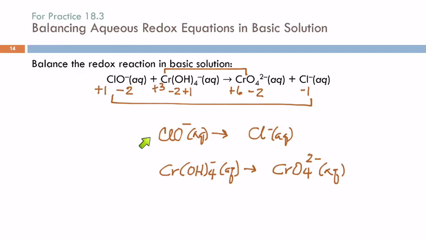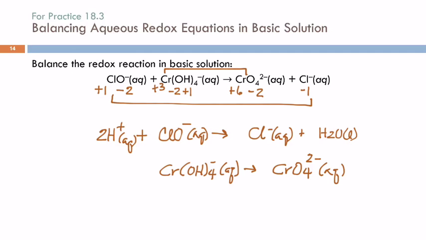First, balance by mass. Okay, so here the chlorines are fine, but the oxygens are not. And so I need to add water to the right side to balance the oxygens. That creates a problem with hydrogen. So I have to add how many hydrogen ions to the left side? 2. So I've got 2 hydrogens, and 2 hydrogens, 1 oxygen, 1 oxygen, 1 chlorine, 1 chlorine.